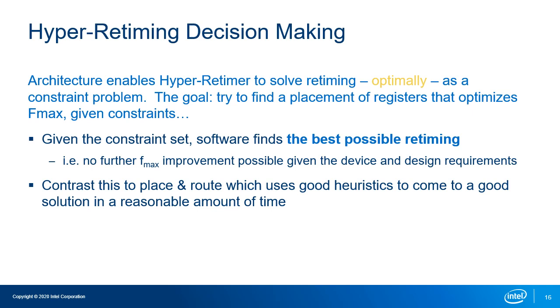With hyper-retiming, since the place and route is already finished, the solution space is much smaller. Given a specific set of constraints, the software just finds the best set of possible retiming moves for a given set of paths. The goal is to find a set of registers along the given path or paths that optimize for clock speed. Because of this, the device itself, structures in your design logic, and your design requirements become the limiting factor, not the software.